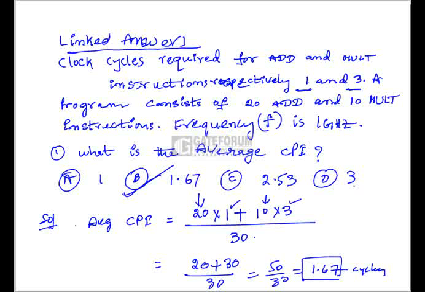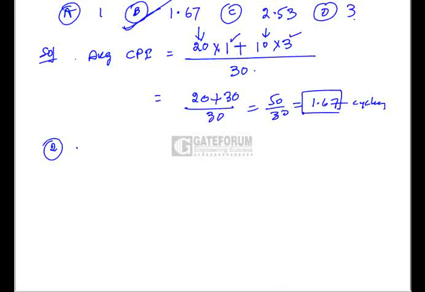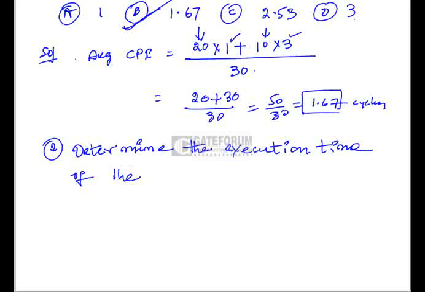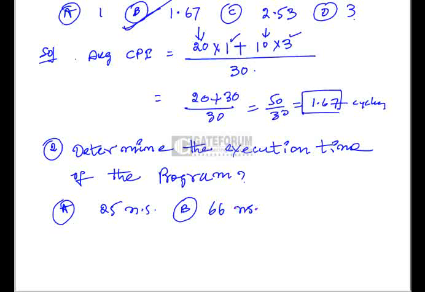So using this answer, there is some linked question, that is, determine the execution time of the program. Option A is 25 nanoseconds, B is 66 nanoseconds, C is 93 nanoseconds, option D is none of these.